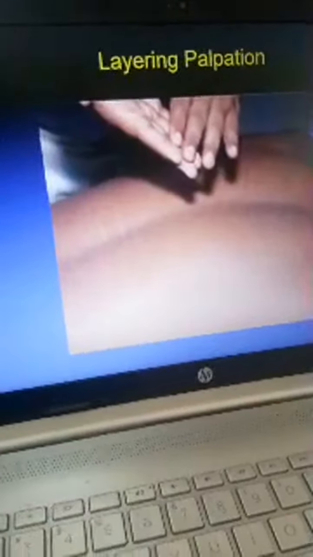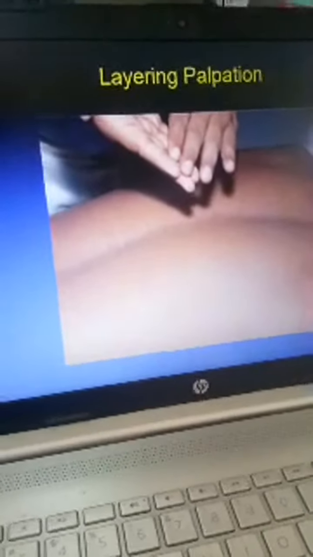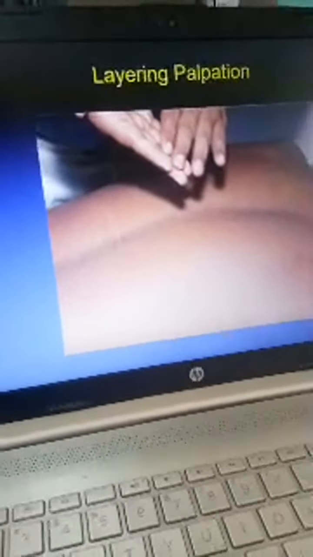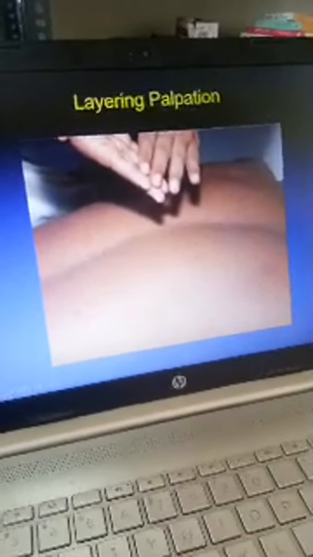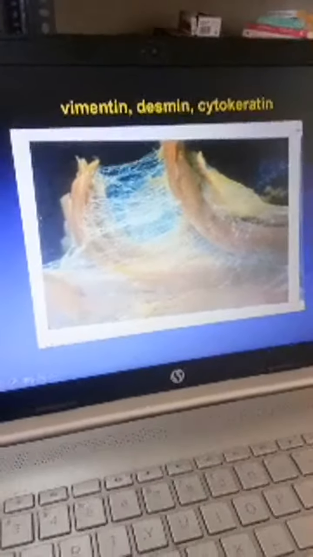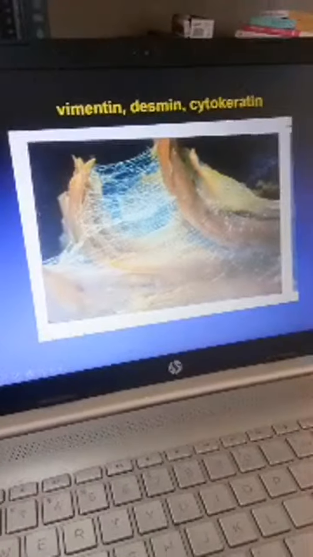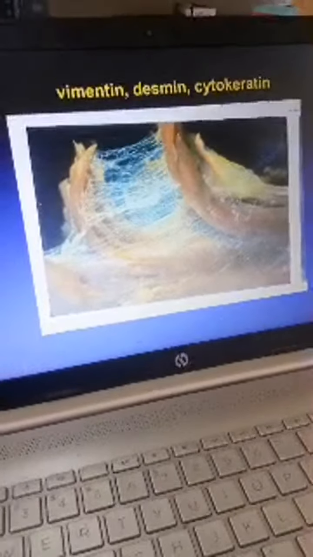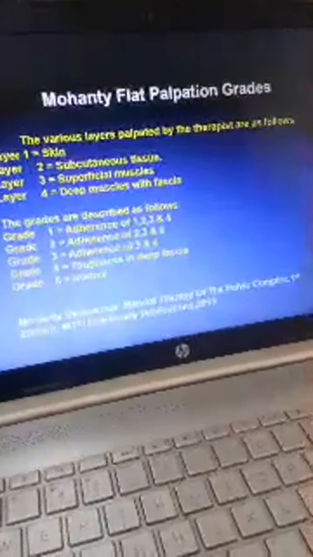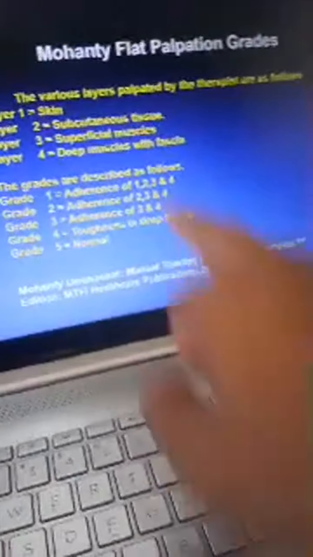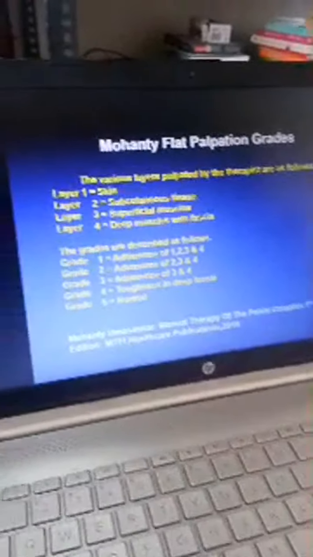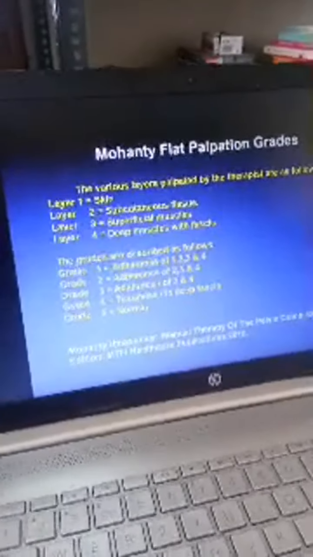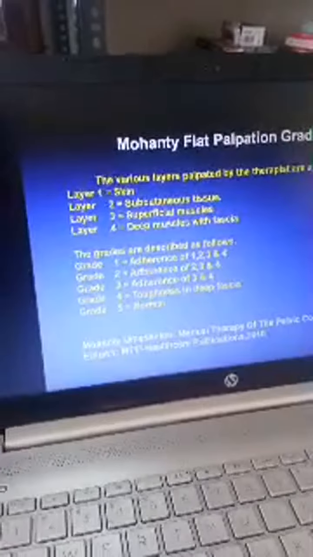And this is about layering palpation, and I have developed the grading system for the soft tissues, for which there is no proper grading system. And you can see here we have the various layers of the fascias. I am talking about the fascia, and for some of the people who are interested in research work, there is no gradation of fascial dysfunction, so I have done the gradations, and there are layer 1, layer 2, layer 3, layer 4.